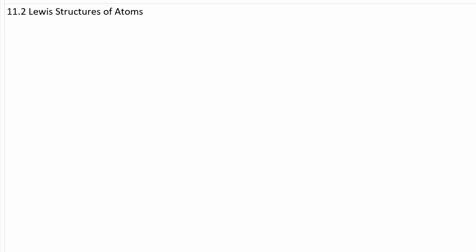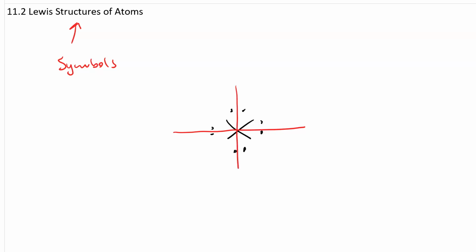Lewis structures of atoms. Actually, it's more correct to say Lewis symbols. A Lewis symbol has an element symbol, X, with up to 8 dots surrounding it. And the 8 dots are in 4 quadrants.